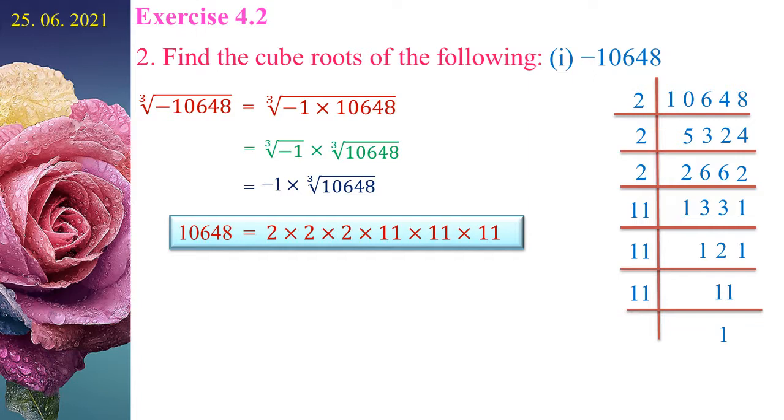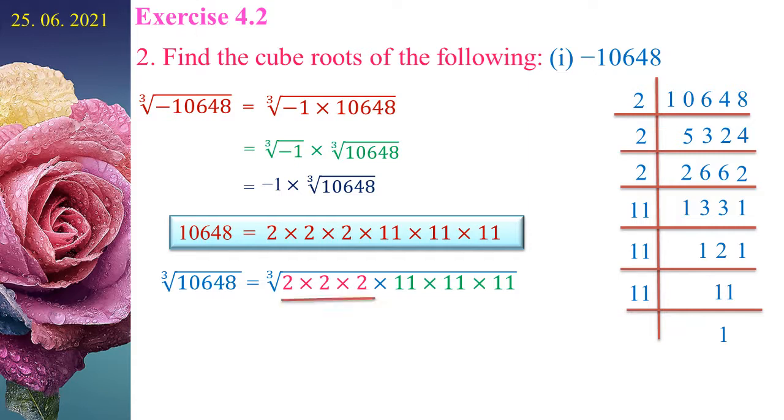The prime factors of 10,648 equal 2 into 2 into 2 into 11 into 11 into 11. Cube root of 10,648 equal cube root of 2 into 2 into 2 into 11 into 11 into 11. Then make triples of similar factors. Cube root of 10,648 equal, take one factor from each triple. So, 2 into 11. Here, the given question is negative integer.